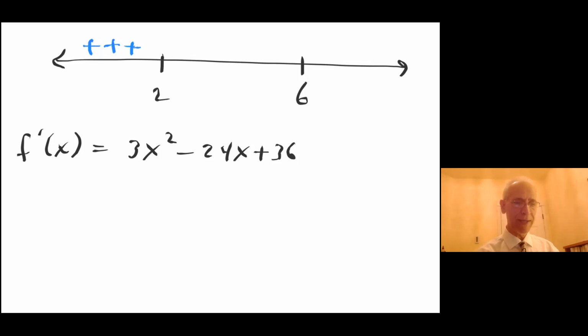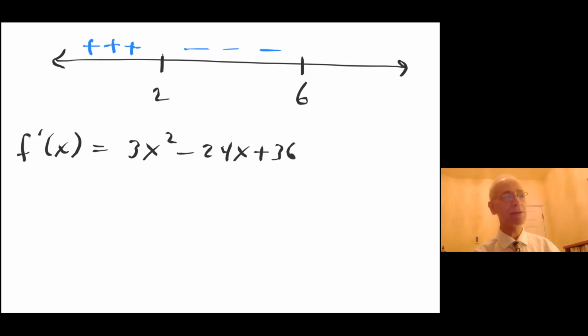How about to the right of 2? Let's say if I pick a number, an easy one would be 3. 3 squared is 9 times 3 is 27 minus 24 times 3 plus 36. That gives me a negative value. So any values between 2 and 6 gives me a negative result.